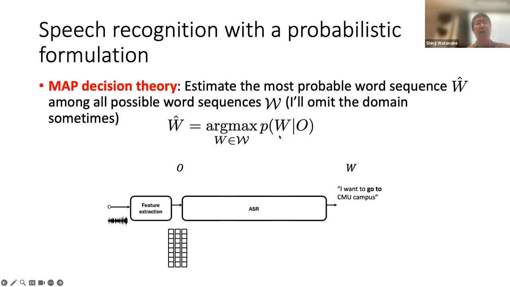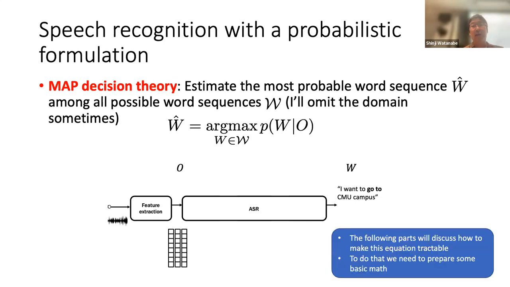It sounds simple, but speech recognition starts from this kind of probabilistic decision theory. This is the posterior, and this is the maximizing. That's why we call it maximum a posteriori decision theory. So this is a starting point. We may have other decision theories and so on, but generally it is good enough to start from the MAP decision theory.